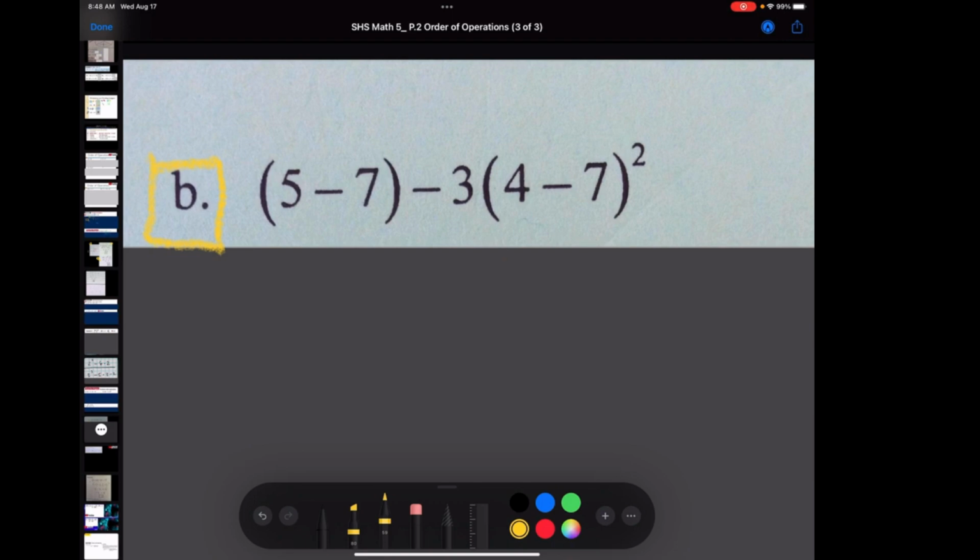Parentheses first. So what do you get? Tell me. Oh, it's frozen. Or you can't see it. Let's try white. Or yellow. Can you see that now? Okay, better. Okay, 4 minus 7, Liz?